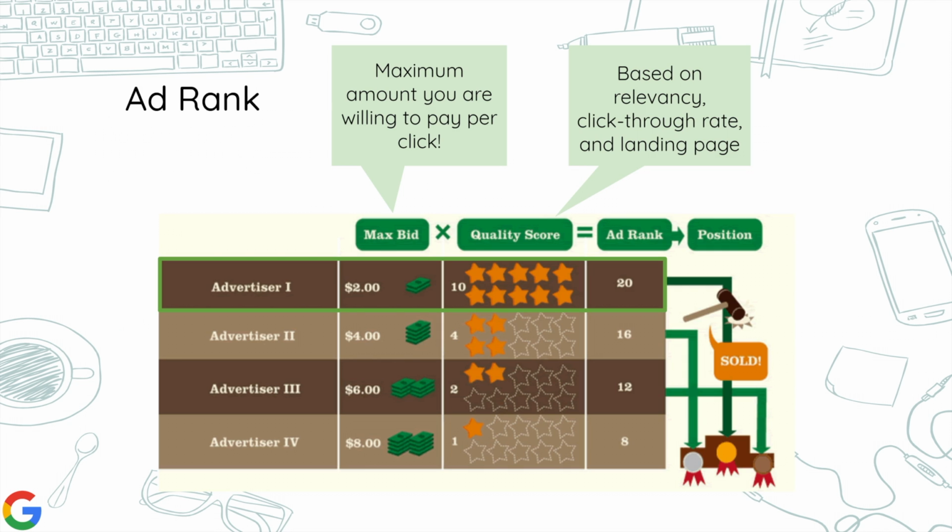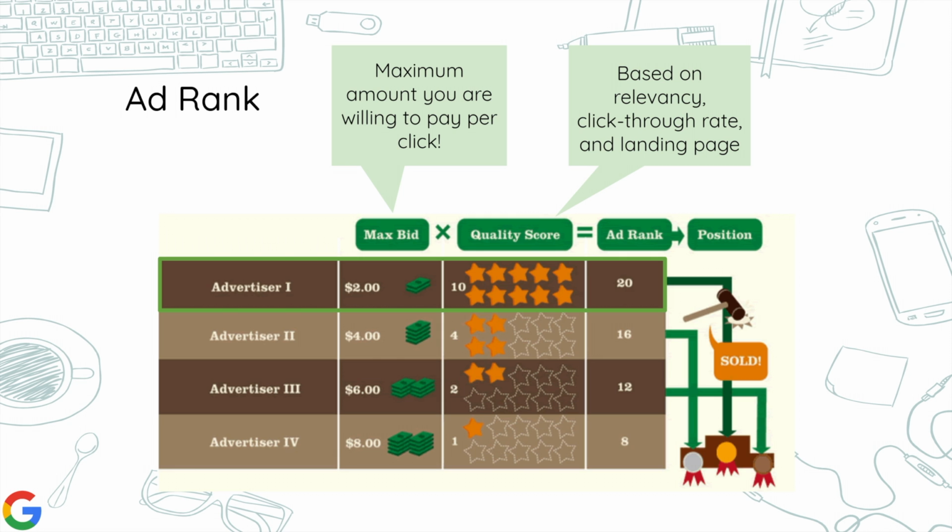So the components that go into your ad rank are your maximum bid, or the amount you're willing to pay per click, and your ad's quality score, which is based on the relevancy of your search, click-through rate, and landing page, as I just discussed. The higher your quality score in combination with a competitive bid will increase the chances of your ad being shown higher on the search results, as you can see from this diagram here.